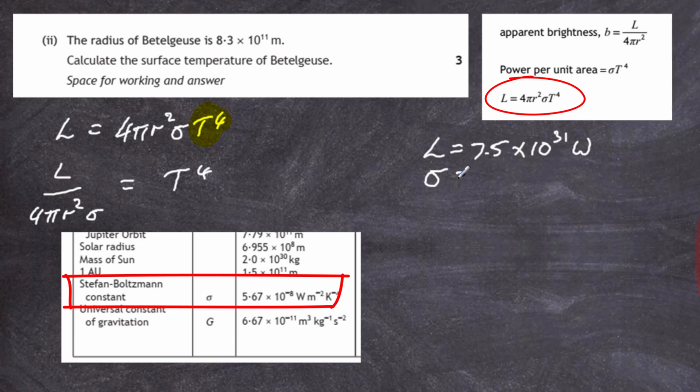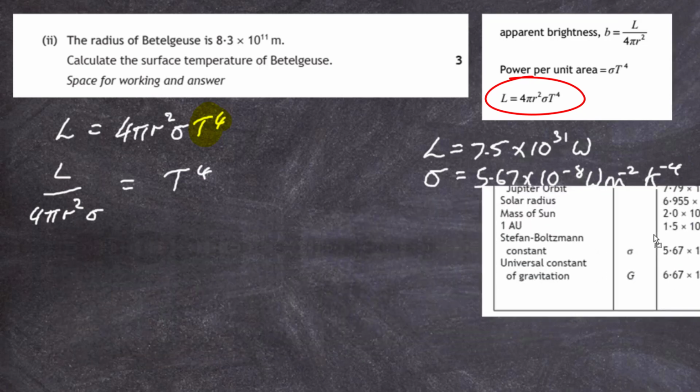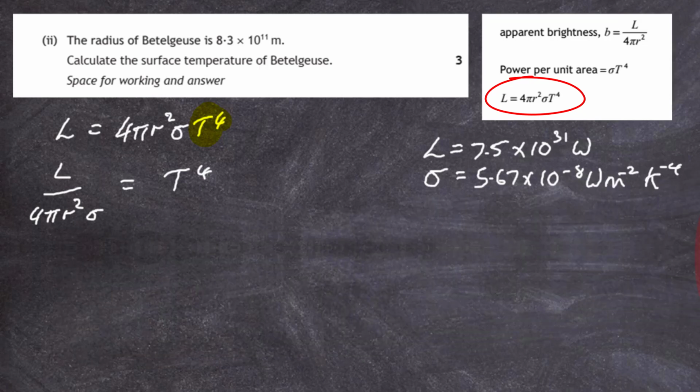Sigma is equal to 5.67 times 10 to the power minus 8, and it's got real big units here, watts per meter squared, K to the minus 4. So that's us got our Stefan-Boltzmann constant, so we can move our data sheet out of the way. So we've got everything we need to know. The radius r is going to be equal to 8.3 times 10 to the power 11 meters.